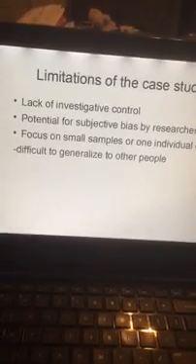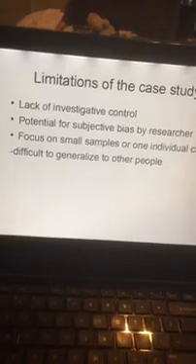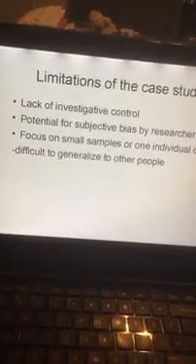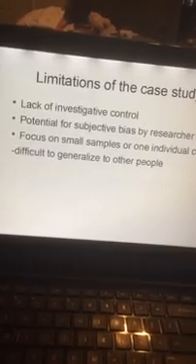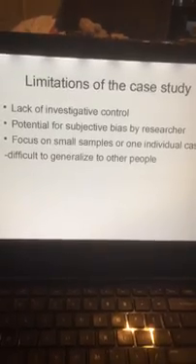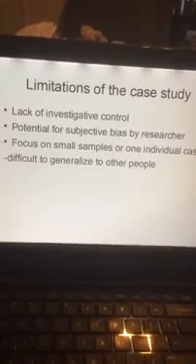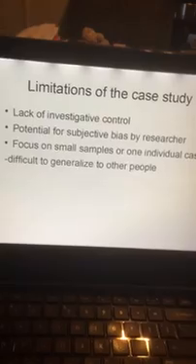The problem with case studies, there's a lack of investigative control. There's nothing to compare your data to. If I do a study on the effects of intelligence and schizophrenia, I can't really compare that to a normal person with schizophrenia because it doesn't work that way. So there's potential for subjective bias. I, as a researcher, can form an attachment with the people I'm studying and therefore kind of skew my research a little bit.